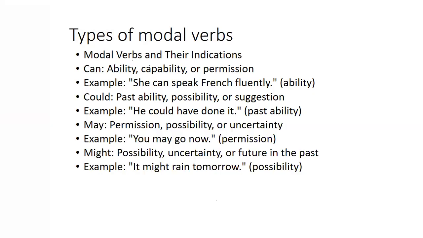Might shows the possibility, uncertainty, or future in the past. It might rain tomorrow. It's uncertain. We don't know surely whether it would rain tomorrow or it won't rain. So it is indicating the possibility that it might rain tomorrow, but it might not even rain, right? So it shows the uncertainty in future, the possibility that the action might take place in future.